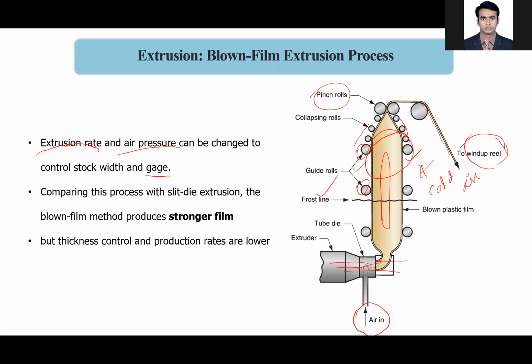It will also depend on the extrusion rate. If the extrusion rate is high, then you will get higher thickness. If you want to compare it with the slit die extrusion that we studied in the last lecture, the blown film method produces a stronger film. In this case, due to the internal pressure, the thin plastic film that is produced here gets the isotropic property.